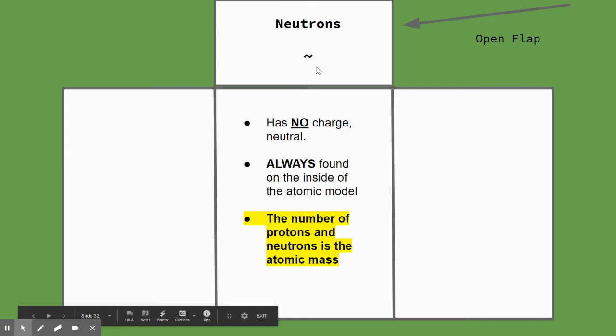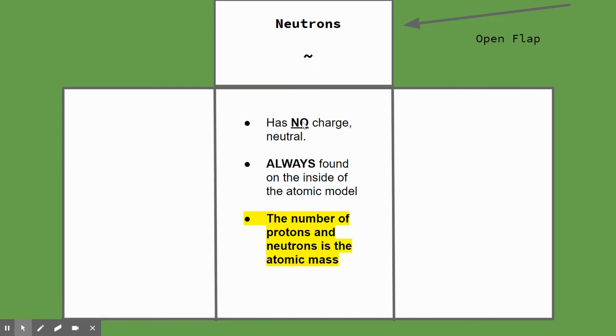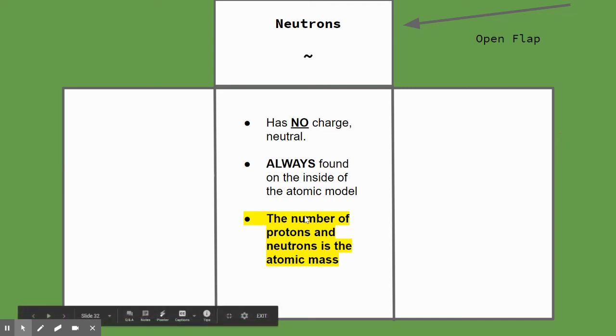Neutrons, which I give a little squiggle sign because they have no charge. They're completely neutral. So we know protons are positive and neutrons have no charge. They're completely neutral. Then you can guess about an electron. So neutrons are completely neutral. They have no charge at all. They're always found also on the inside of that atomic model in the nucleus. And the number of protons and neutrons is what gives us the atomic mass.